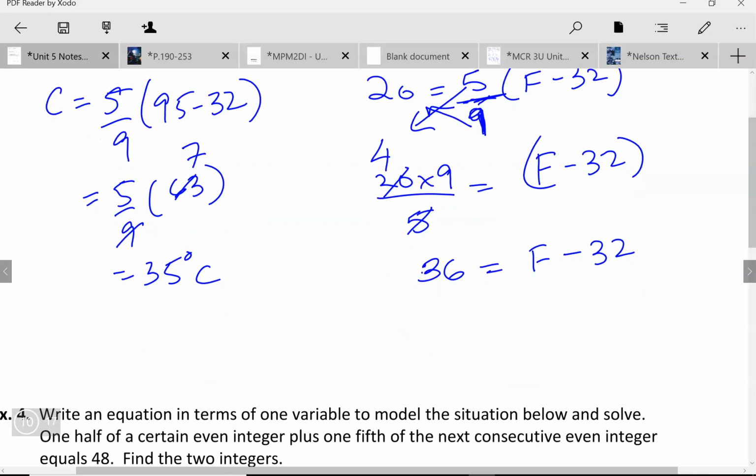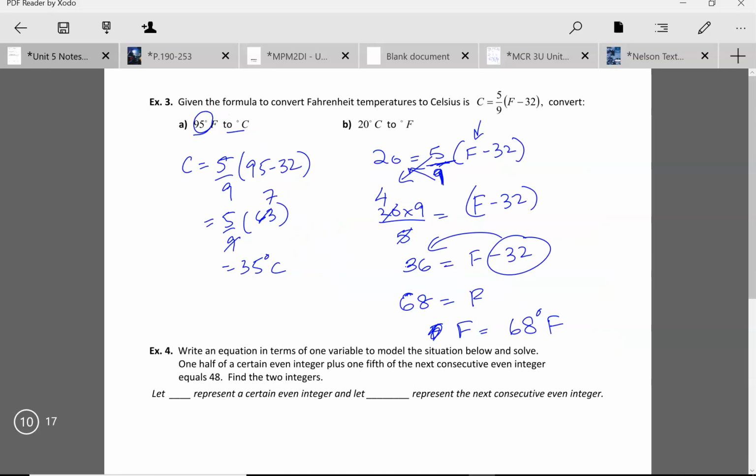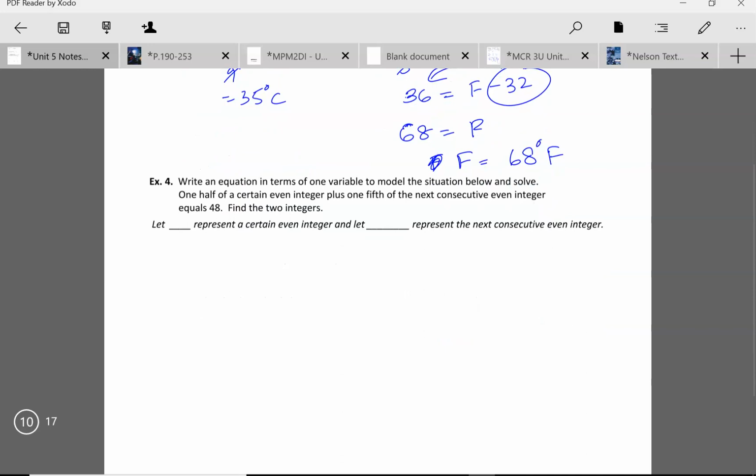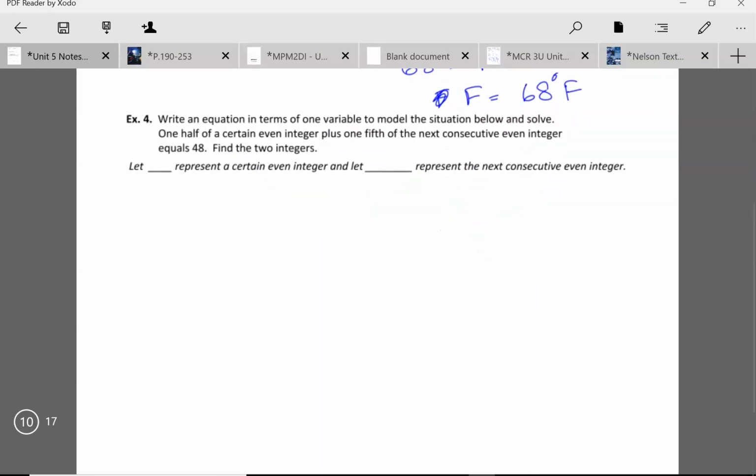And then I'm going to simplify the bracket by moving this minus 32 over to here. So 36 plus 32 is 68 equals Fahrenheit. So the variable F equals 68. 68 degrees Fahrenheit is 20 degrees Celsius. So we have converted that successfully. I think that was relatively easy compared to what we did last page, so I'm not going to spend too much time looking over that.